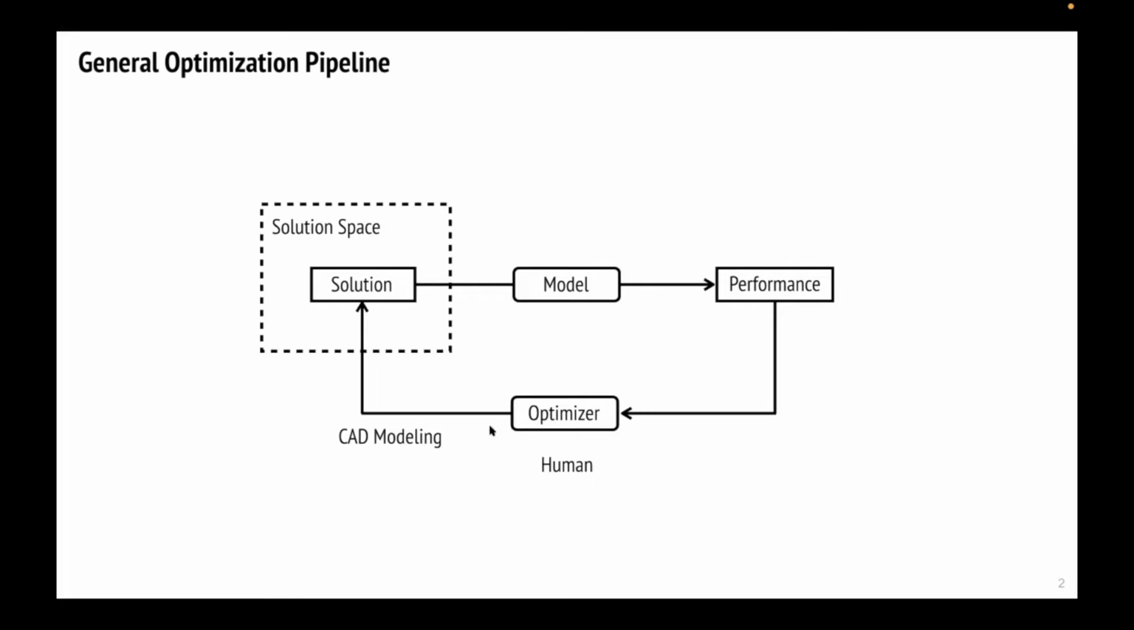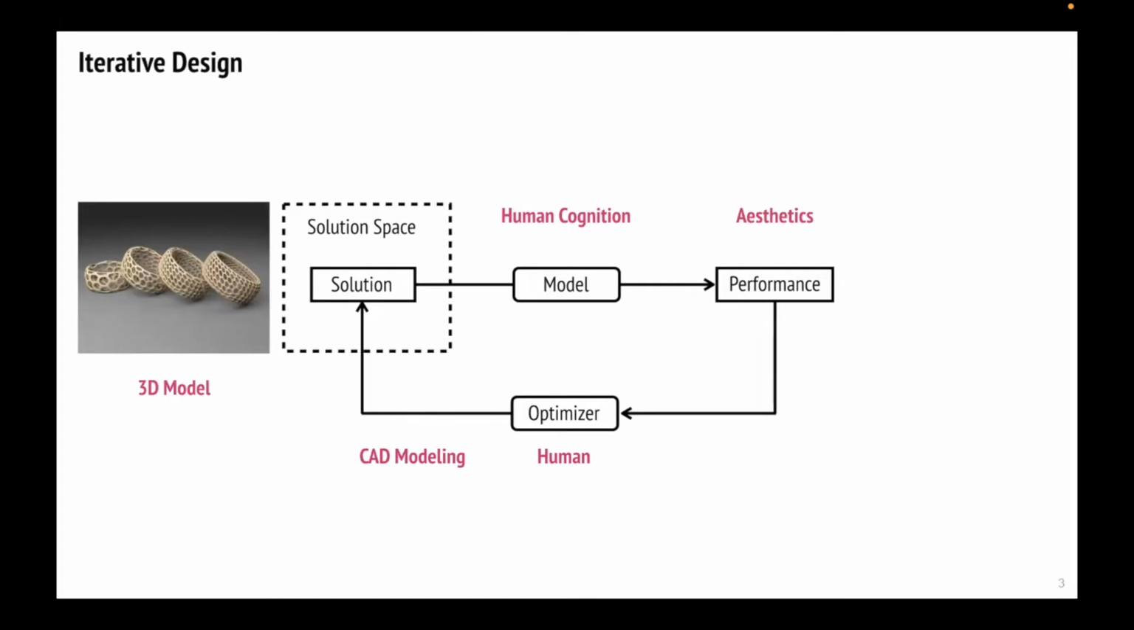In this process, the optimizer can be a human, or it can also be AI, or anything else that can process the information. And this loop means that based on the performance of your model, the optimizer will change the solution a little bit and make it better. It sounds very familiar, and it's very similar to something like iterative design.